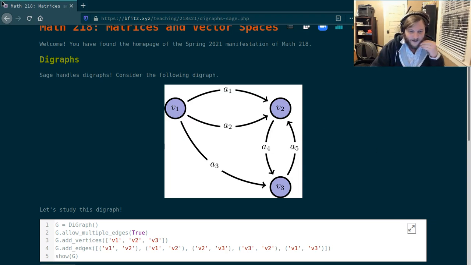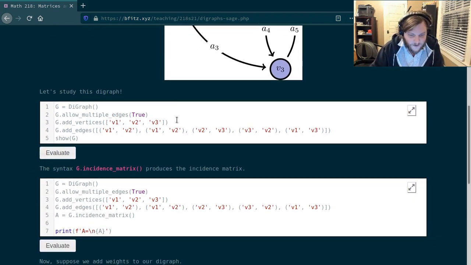So here on the site, I've included a figure that I made. Here we have a directed graph. This one has 3 nodes, and it looks like 5 arrows. And in the first little calculator here, I've input what a person would need to input in order to tell Sage about this directed graph. So here's the syntax that works.